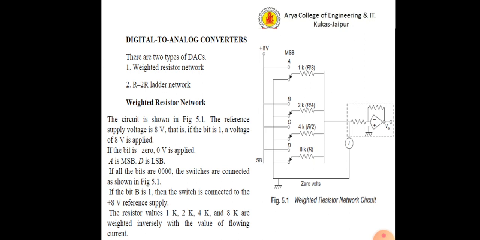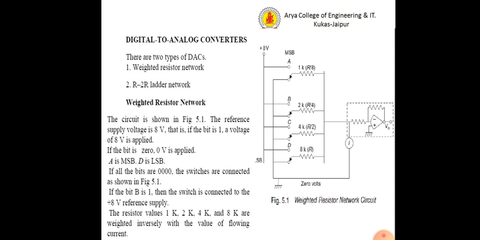A is denoted as MSB and D is LSB, that means least significant bit, and MSB is most significant bit. If all the bits are 0, that means for a 4-digit number such that A, B, C, D are all zeros, the switches are connected as shown in the slide. If the bit is 1, then the switch will be connected to the plus 8 reference supply.